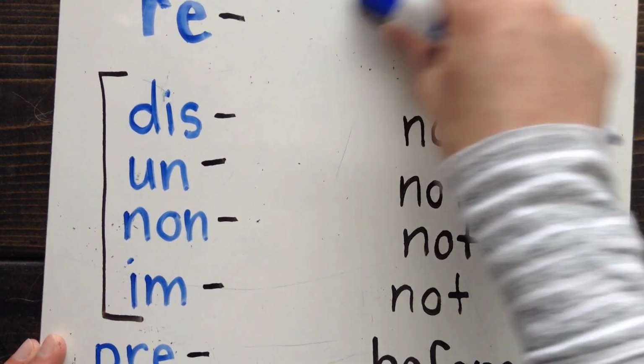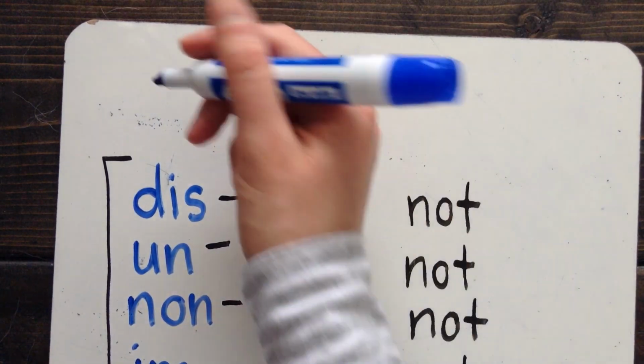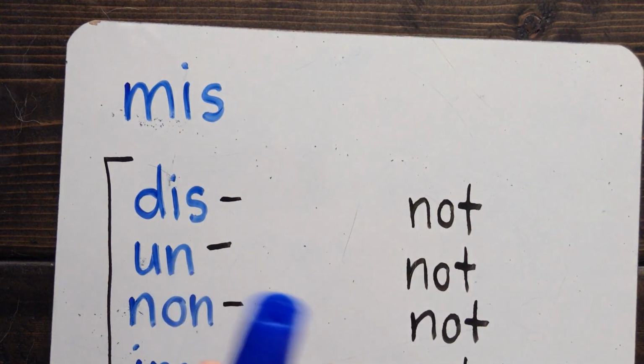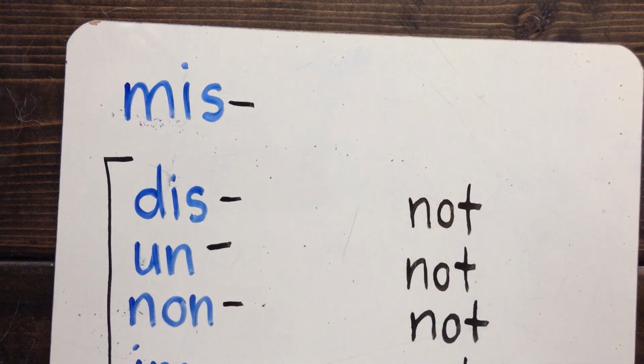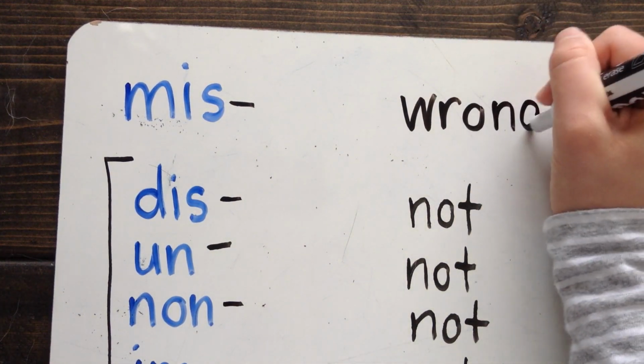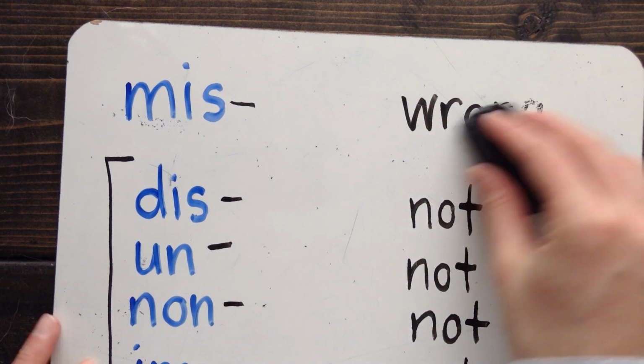There's one more we want to mention. Let's put it in at the top here. The prefix miss means wrong. Please note that this is not the same miss as when you're recording a woman's name. Now we're going to look at a few different examples of words that have these prefixes in them.